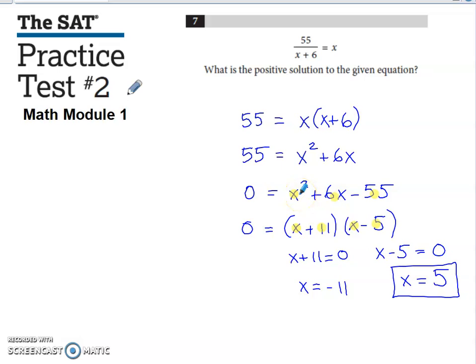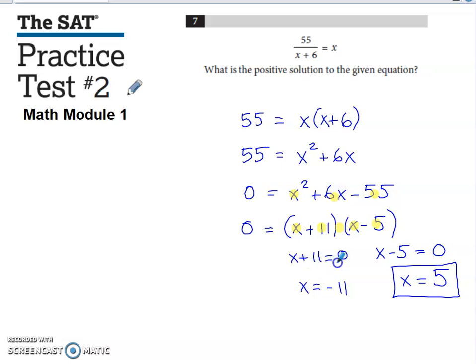I'd be a little worried about someone saying, hey, plus 11, positive solution, my positive solution's plus 11. You do not have the solutions yet once you have this factored. Once you have a multiplication problem that has this answer of 0, you have to set each factor of that multiplication problem equal to 0 and solve those simpler equations.